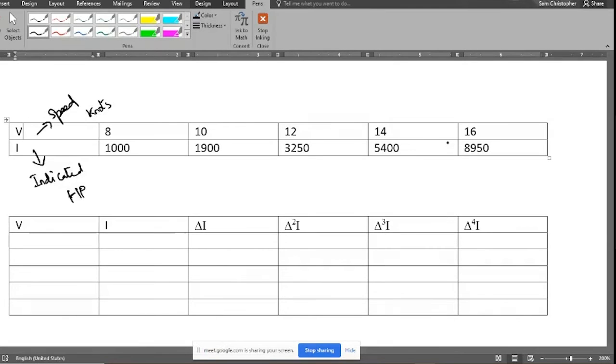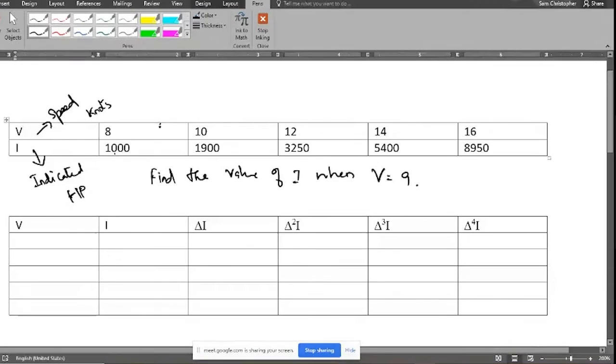But what they are asking is: find the value of I when V is equal to 9. When V is 9, what is the value of I? When V is 8 it is 1000, when V is 10 it is 1900. So the question is what it is at 9. You should not do the average. This value is in between, so we need to find it.